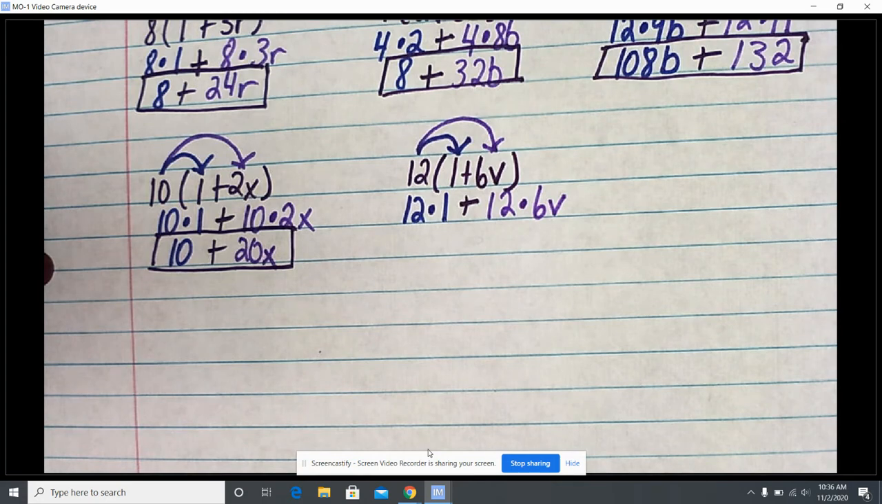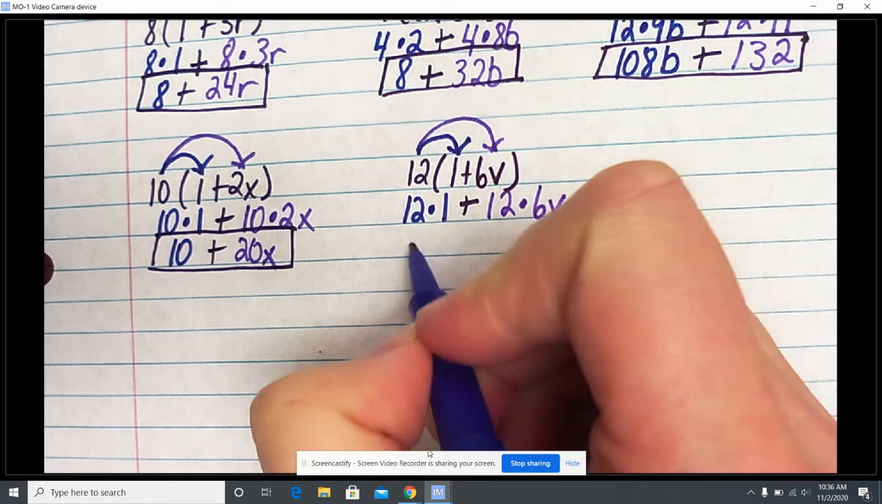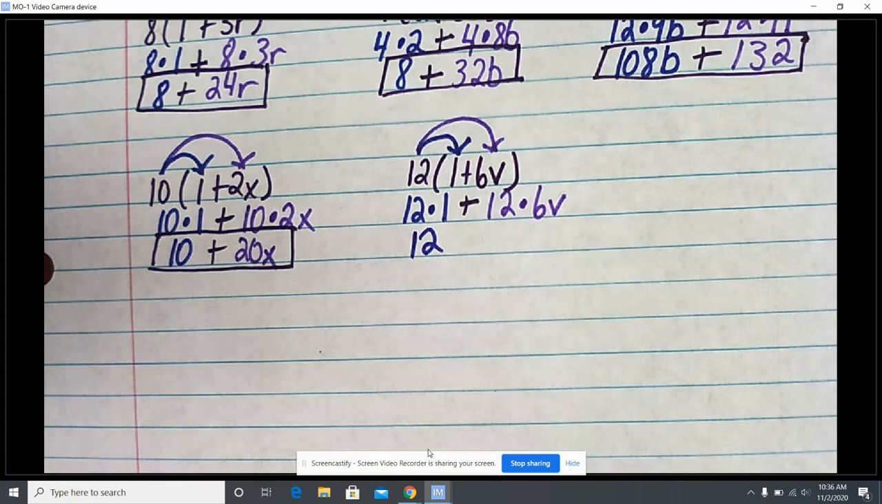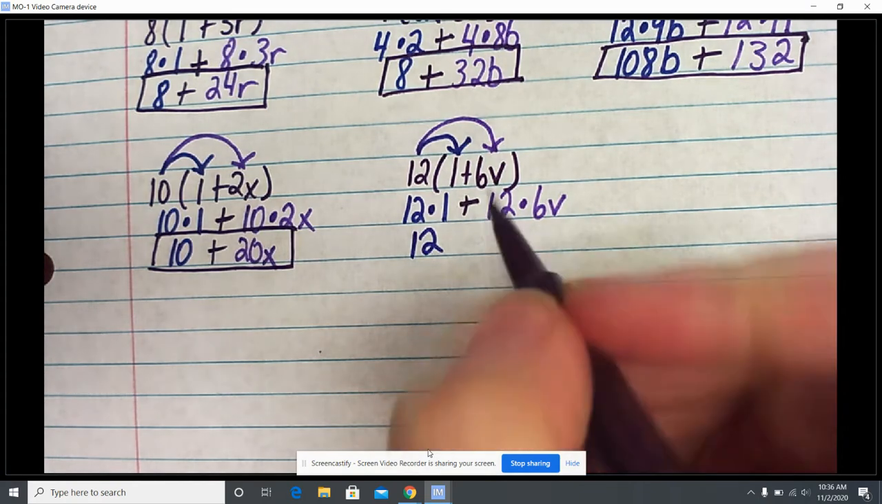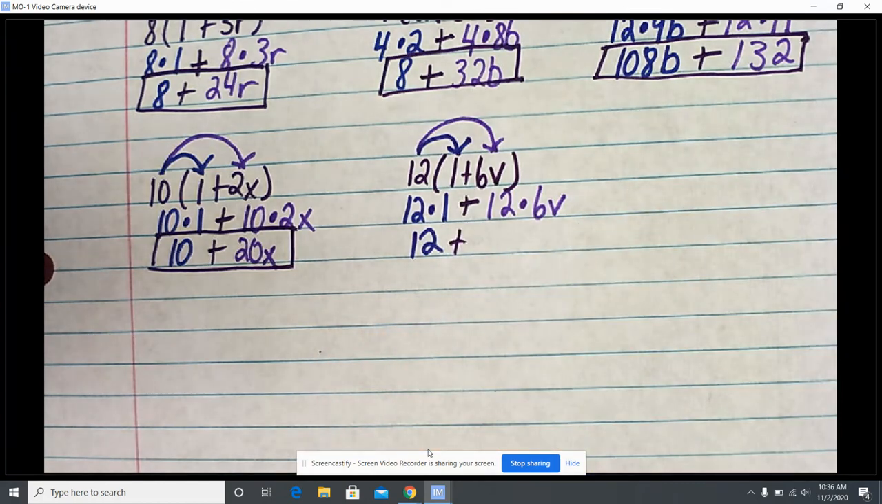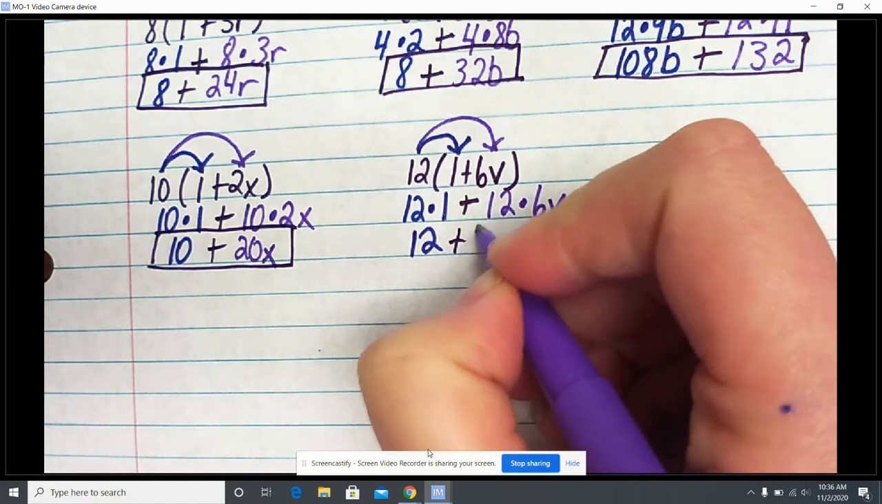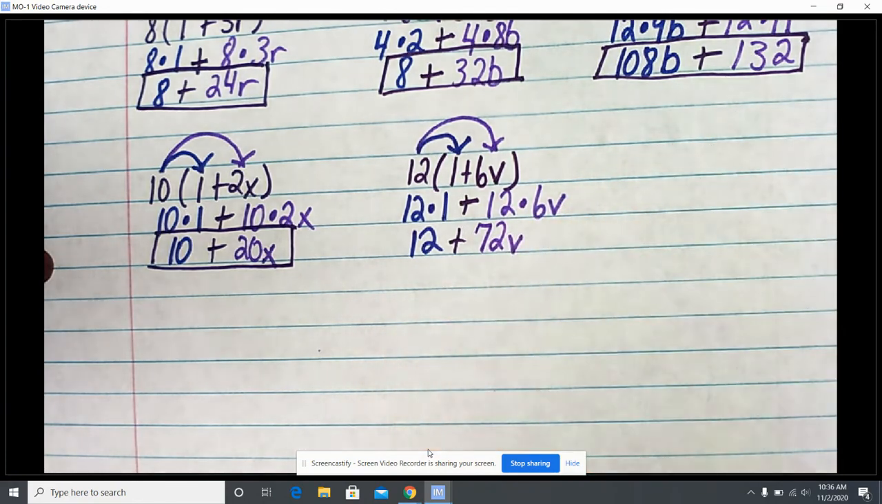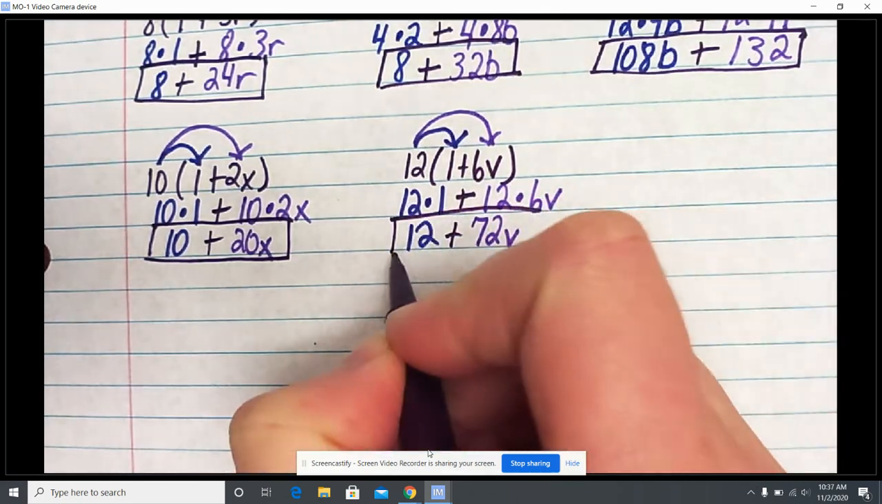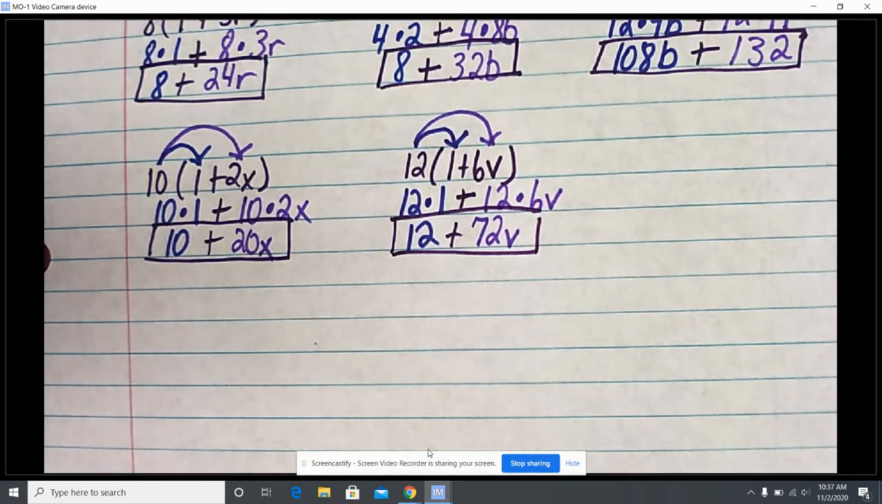Okay, so first I work out my 12 times 1, which gives me 12. And then do my plus sign, and take 12 times 6v, which 12 times 6 is 72. And then put my v with that because I got my v there. And that is my answer, 12 plus 72v. Since they're not like terms, we cannot add them any further.